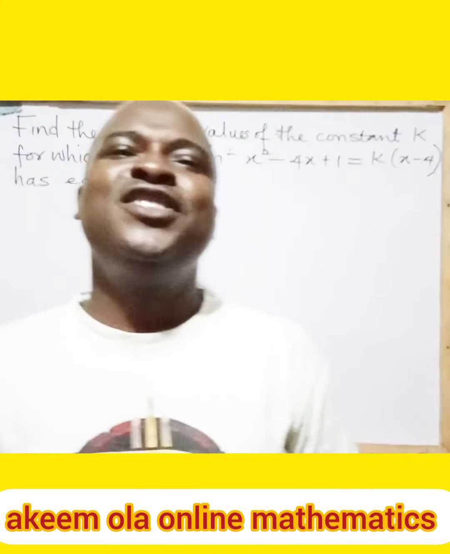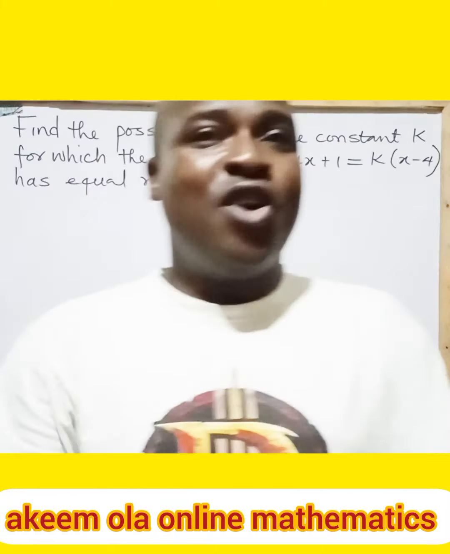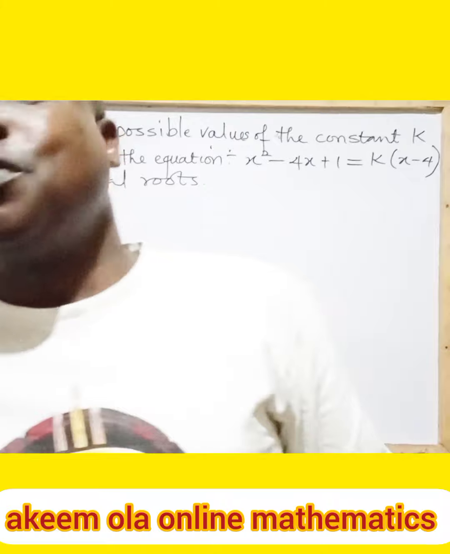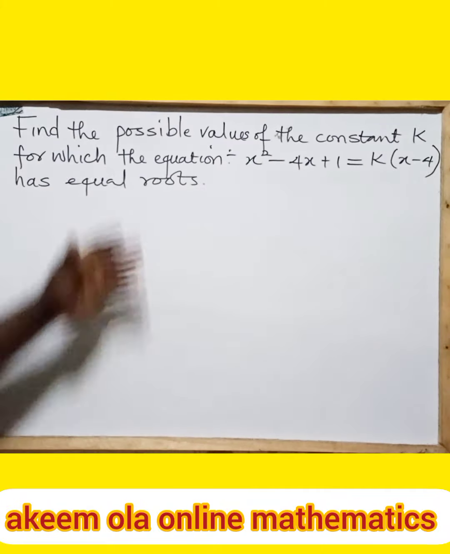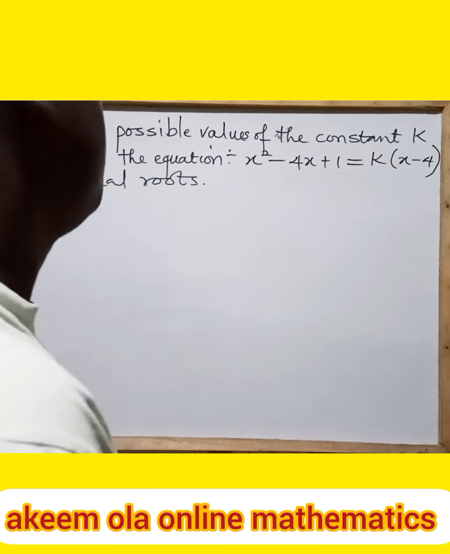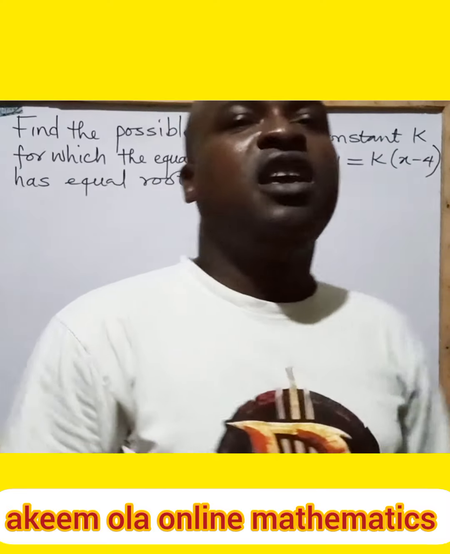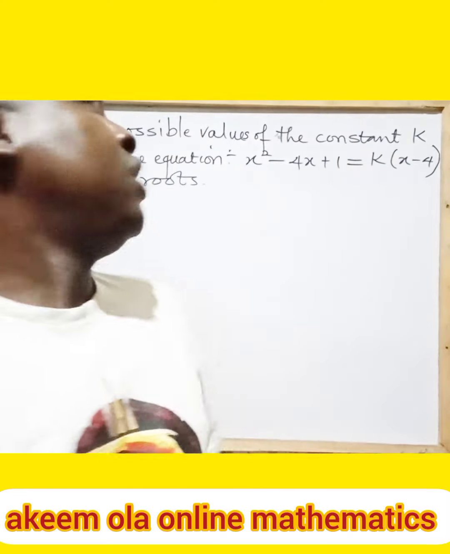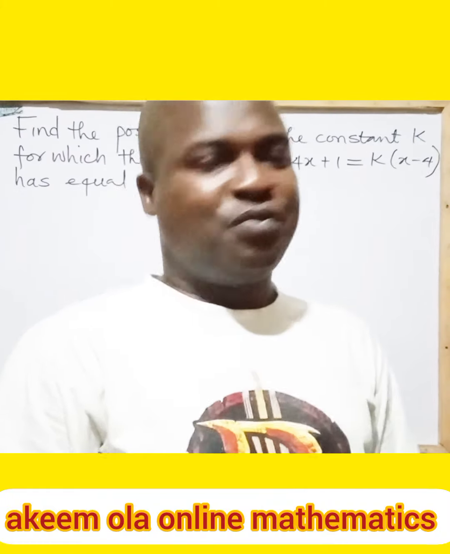I have another question to solve today, but still on quadratic equation. We have another question here. Find the possible values of the constant k for which the equation x squared minus 4x plus 1 is equal to k into x minus 4 has equal roots.